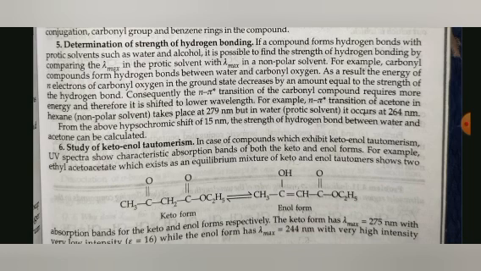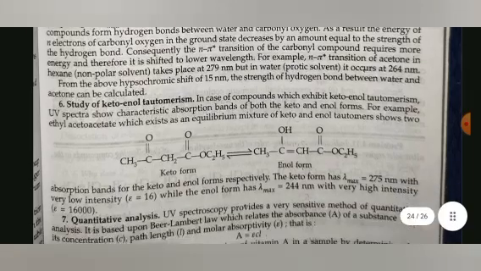Consequently, the n to pi star transition of the carbonyl compound requires more energy and therefore shifts to lower wavelength. For example, the n to pi star transition of acetone in hexane takes place at 279 nanometers, but in water it occurs at 264 nanometers. From the above hypsochromic shift of 15 nanometers, the strength of the hydrogen bond between water and acetone can be calculated. Study of keto-enol tautomerism.